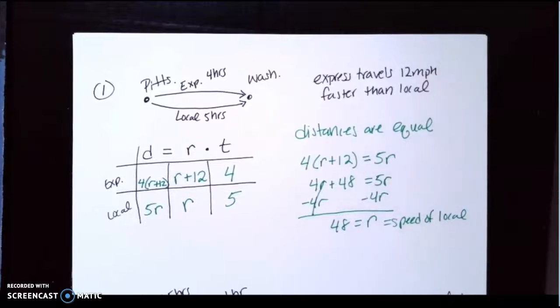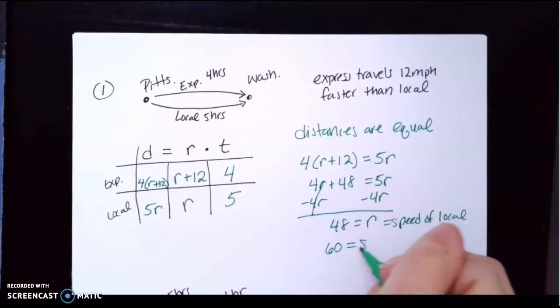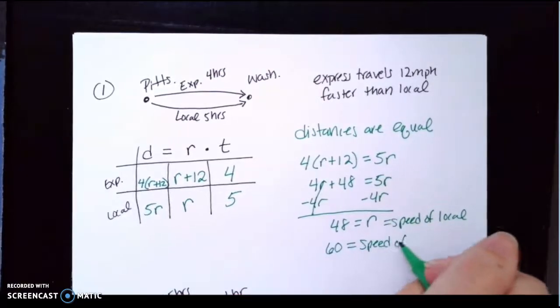And I could take that r and add 12 to it to get the speed of the express train. So if I add 12 to 48, I have 60. And that's the speed of the express.